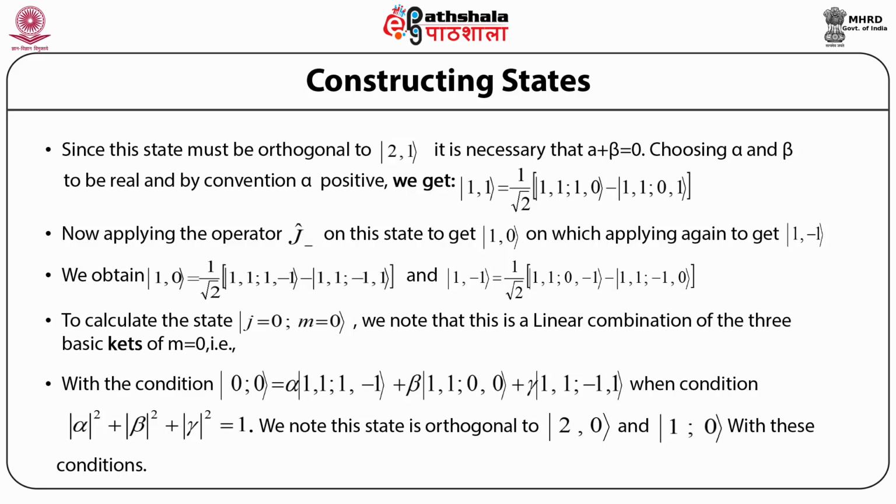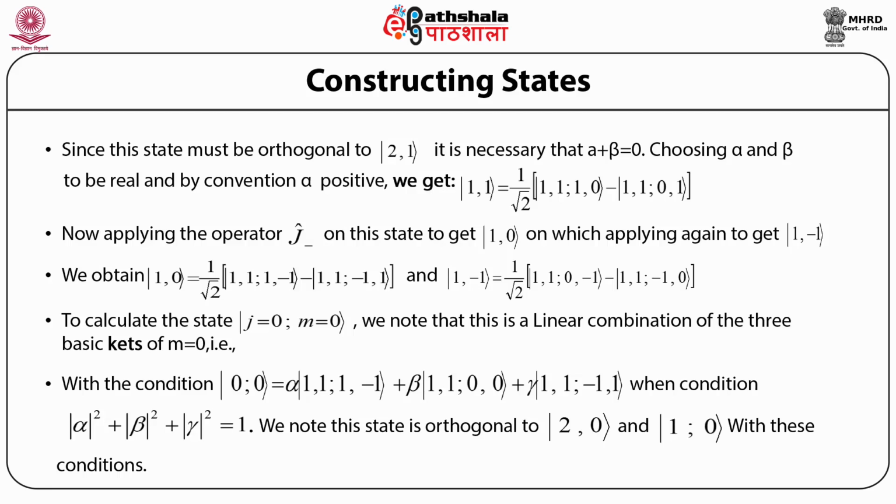minus |1,-1>|1,1> bracket closed, and for the ket vector |1,-1> we obtain the result 1 upon root 2 times bracket open |1,1>|1,0> minus |1,0>|1,-1>.